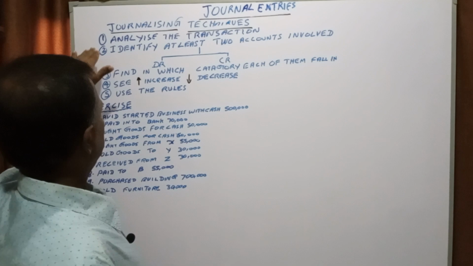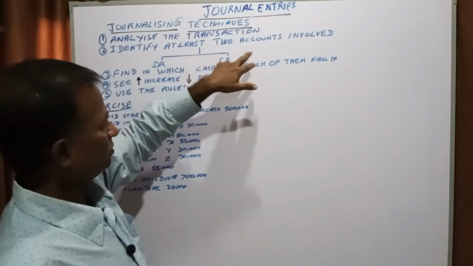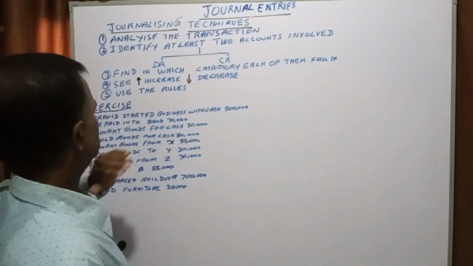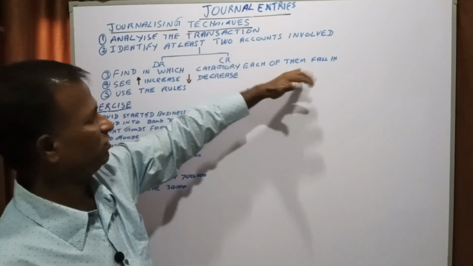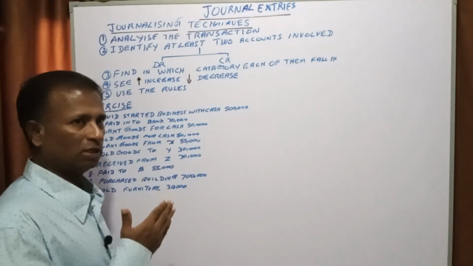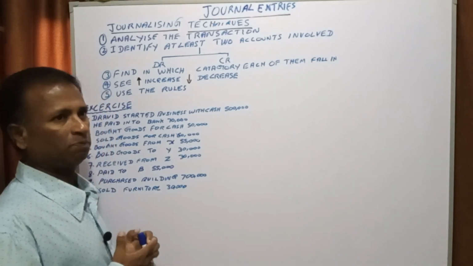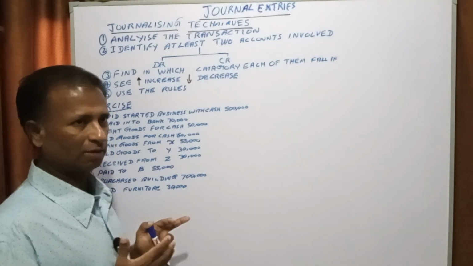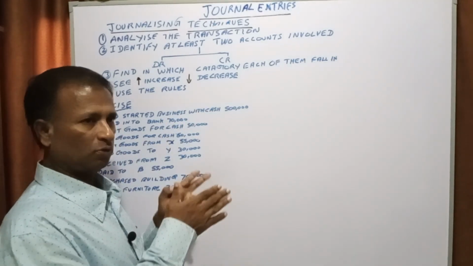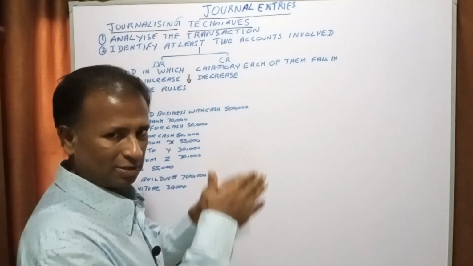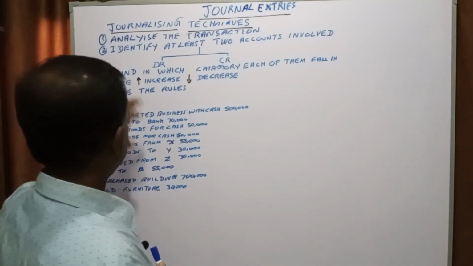Journalizing techniques. Number one, analyze the transaction. We have seen identify at least two accounts involved. That also we have seen. Third one is find in which category each of them fall in. Whether it is falling into the asset account or liability account, or whether it is falling into the equity account, or the revenue account, or the expenses account. So that is the third step.